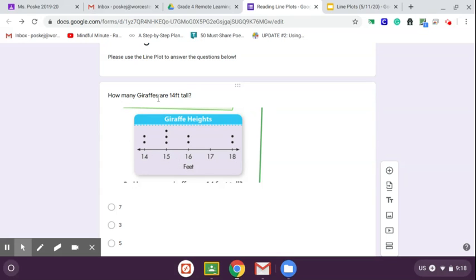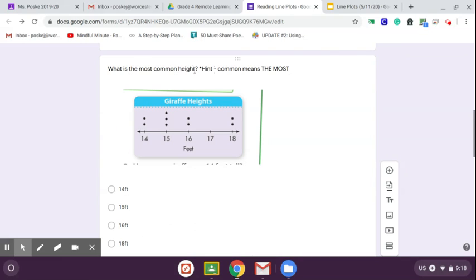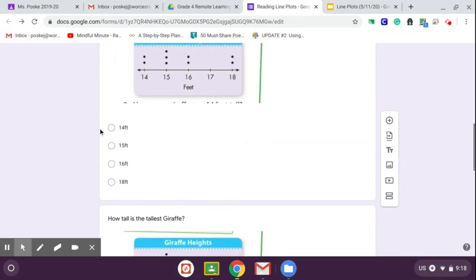So this question says how many giraffes are 14 feet tall? Well, you're going to go to 14 feet and you're going to figure that out. Okay, what is the most common height? Common means the most. So where do you see that? Where do you see the most?